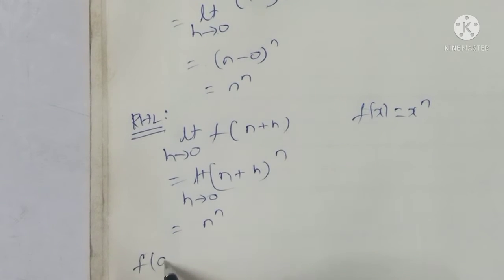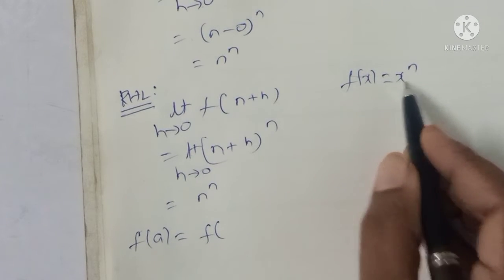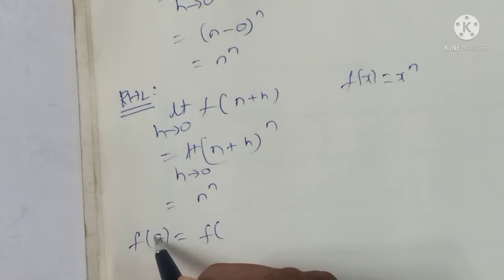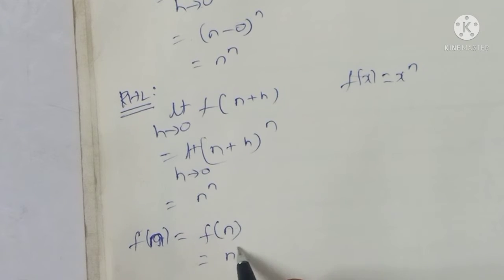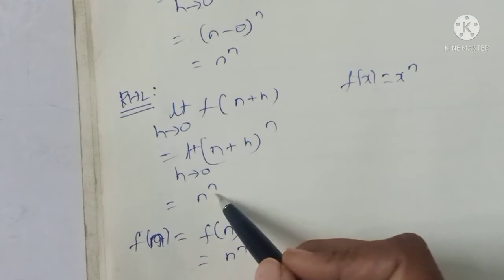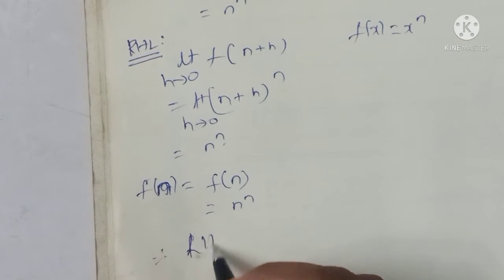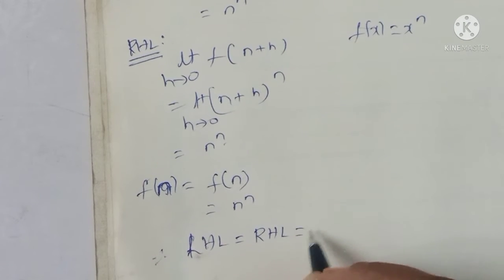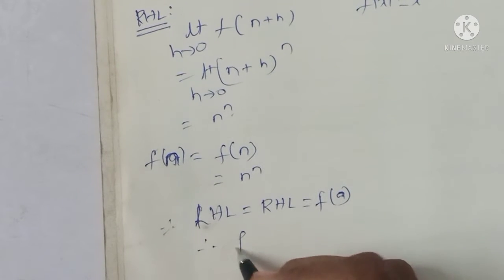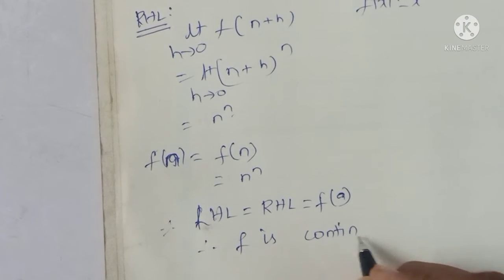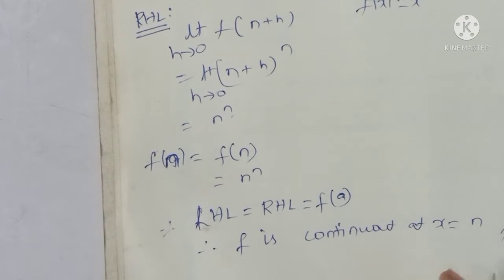Now what is f of a? F of a is nothing but f of x. F of x is actually x power n. So we have to substitute a, that is in the place of a we are having n. So f of n is nothing but n power n. So left hand limit equal to right hand limit is equal to f of a. Therefore the function f is continuous. F is continuous at x is equal to n.